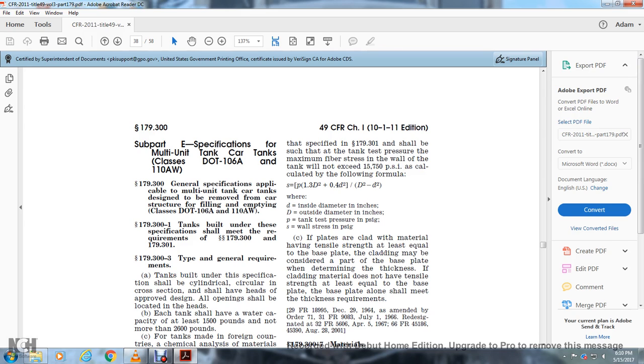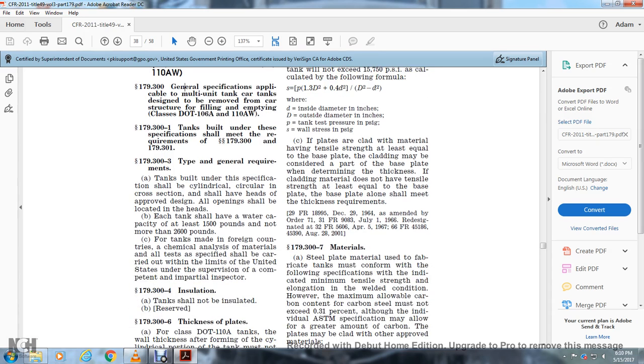If the plates are clad with material having tensile strength at least equal to the base plate, the cladding may be considered a part of the base plate when determining the thickness. If the cladding material does not have tensile strength at least equal to the base plate, the base plate alone shall meet the thickness requirements.